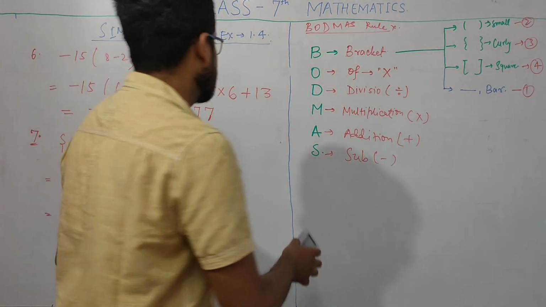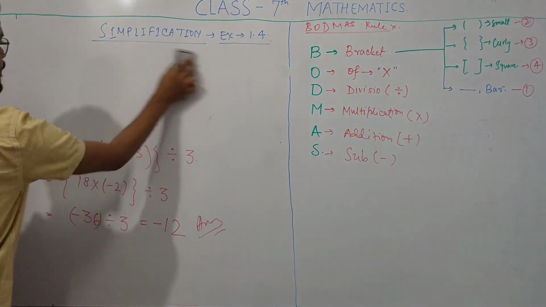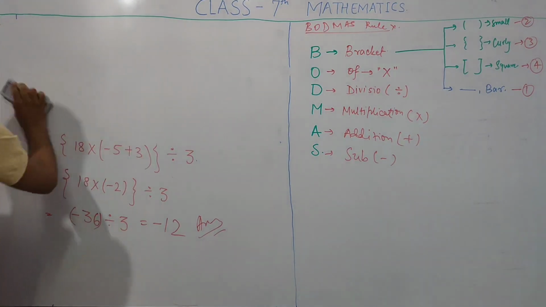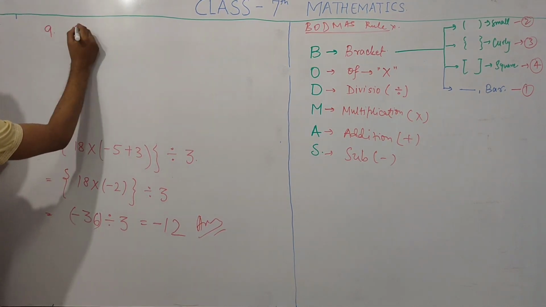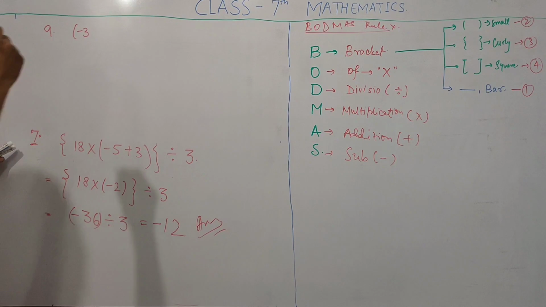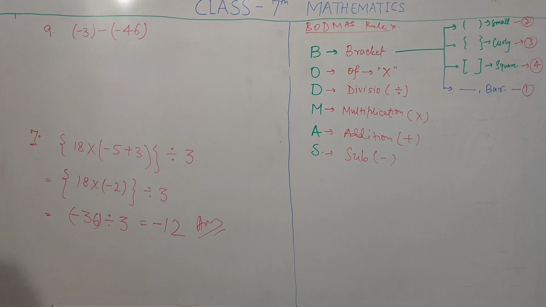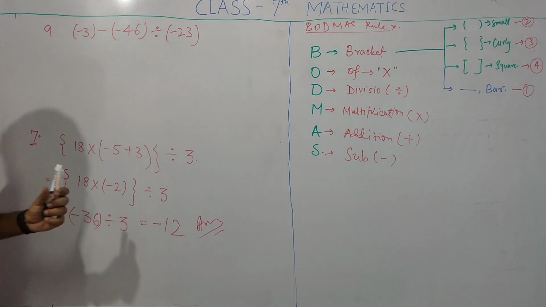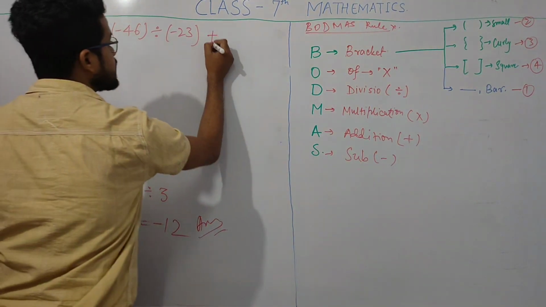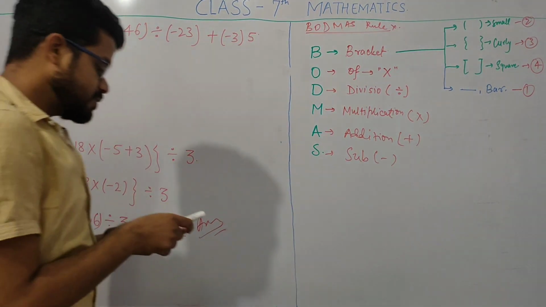Now question number 9. Question number 9 is minus 3 minus of minus 46 divided by minus 23 plus minus 3 5. Okay, so how do we solve this?